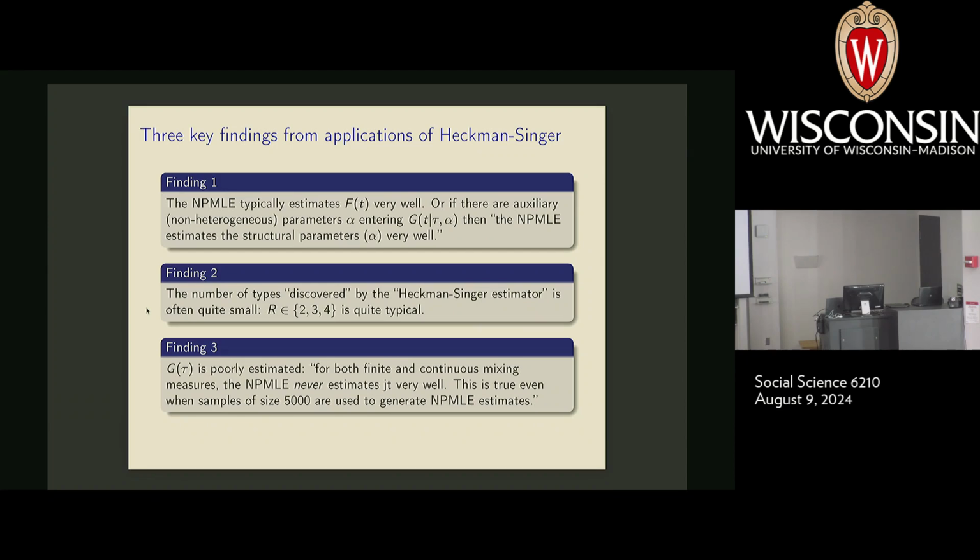This is true even when samples of size 5,000 are used. This is a Monte Carlo study, so they know the truth, they're generating data from this. It never estimates it very well, okay? Now that's a little bit rich because you're saying, well, we're doing this non-parametric method and it never estimates it very well. Well, that's a clue that this is what's called weak identification, right? I mean, if you can't do it in Monte Carlo, good luck in the real world, right?